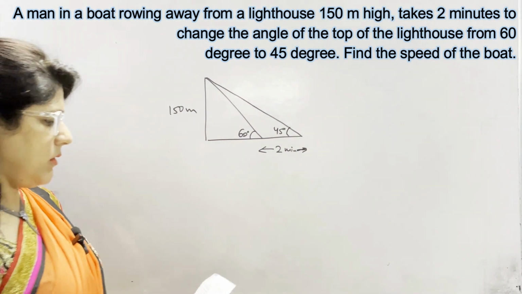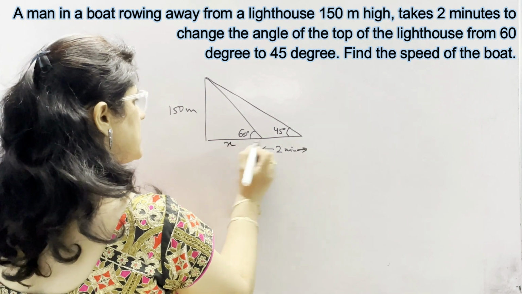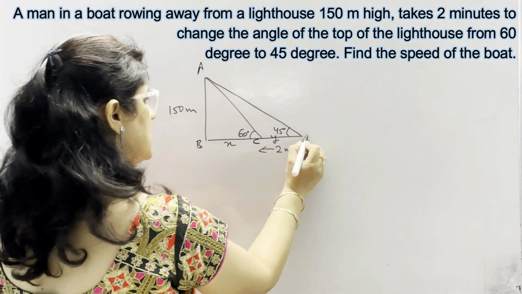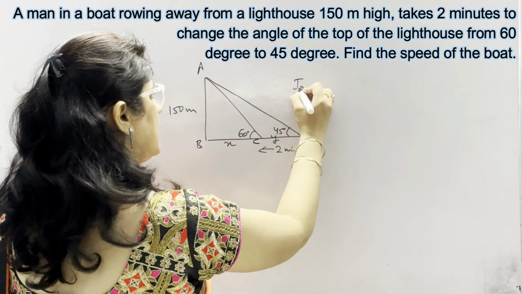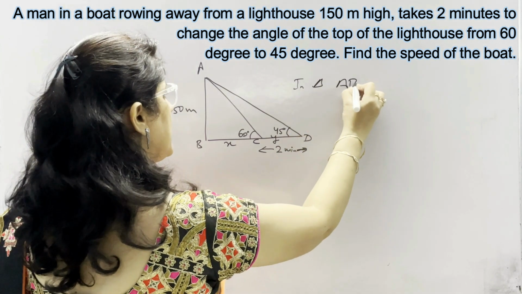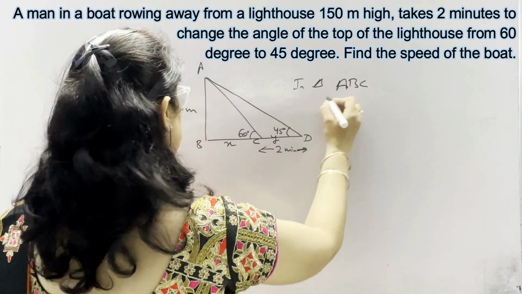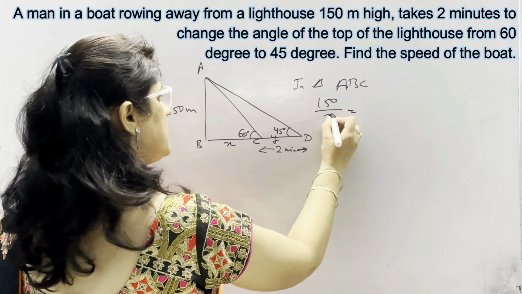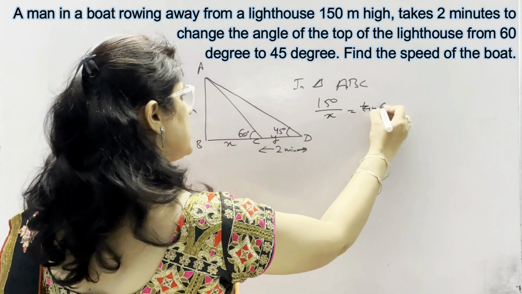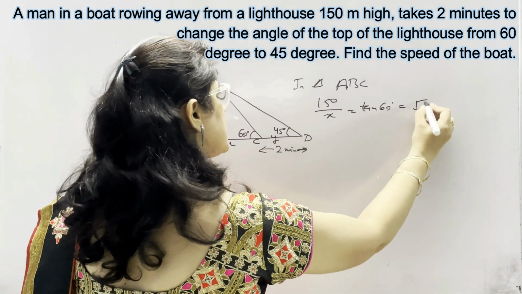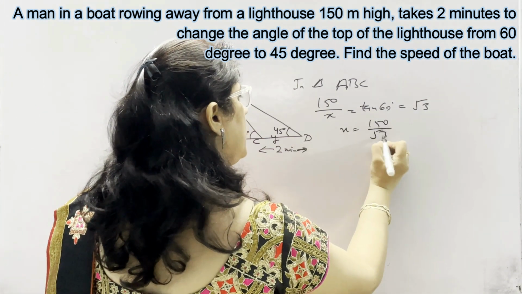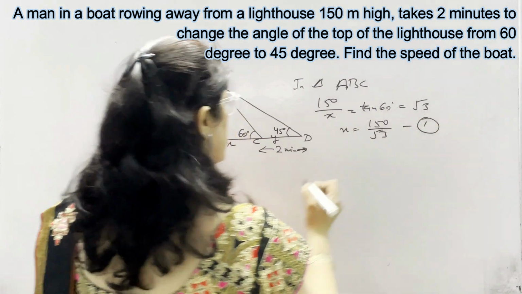So we need to calculate. Suppose this distance is x and this is y. A, B, C and D. In triangle ABC, 150 is the perpendicular and x is the base. P upon B is tan 60 and value of tan 60 is under root 3. x is equal to 150 upon under root 3. This is our first equation.